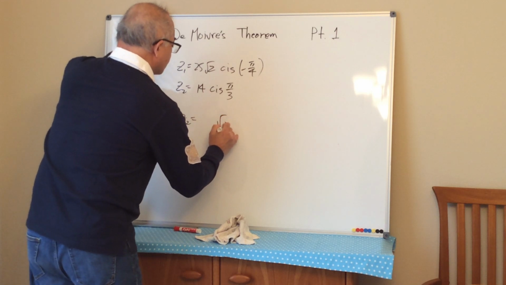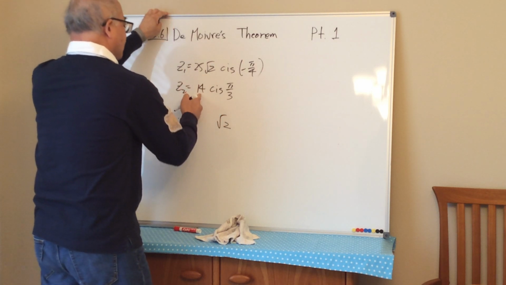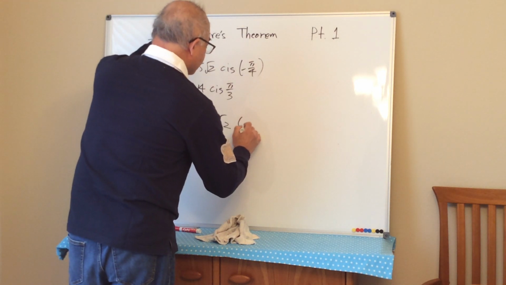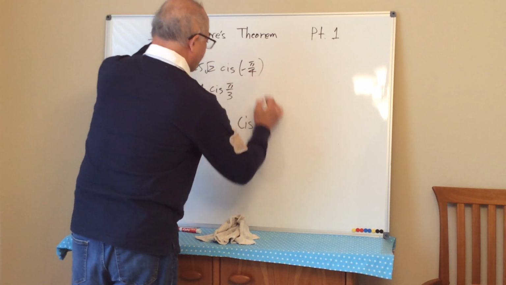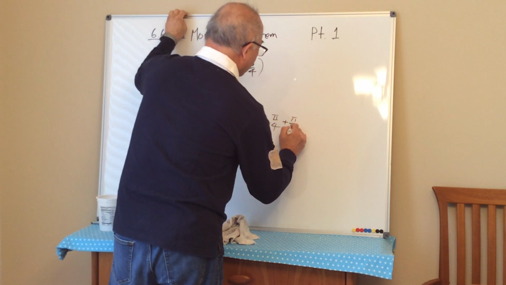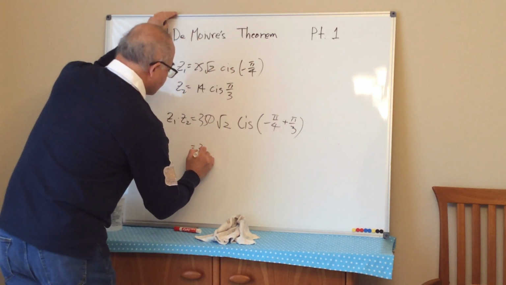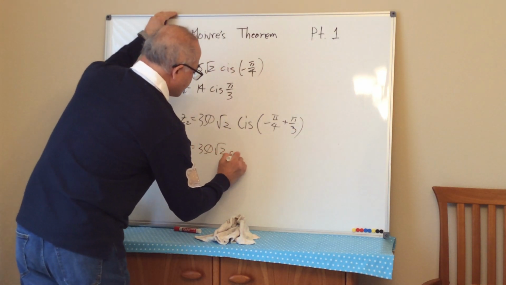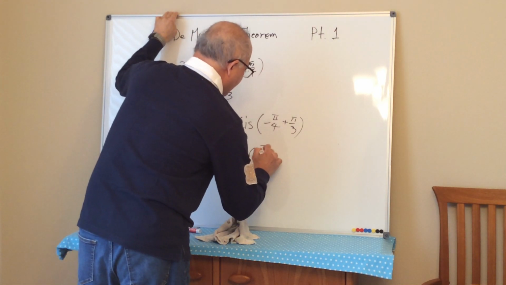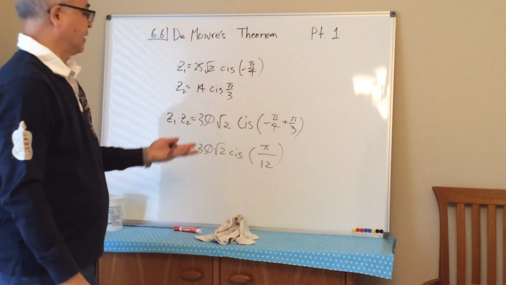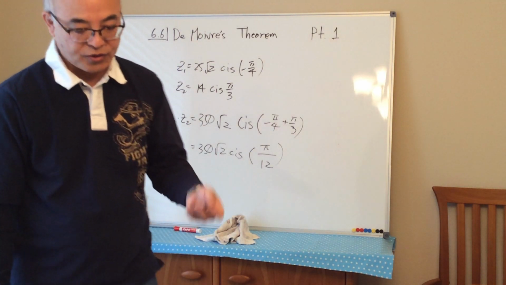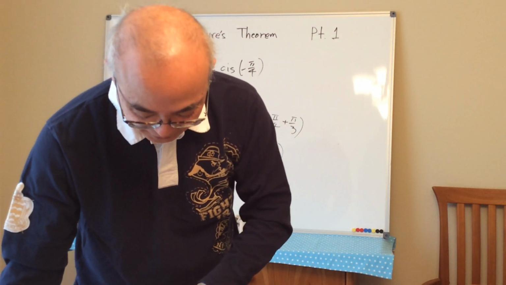So I'm going to get root 2 times 50 times 7, 350. And then I'm going to get what? CIS negative pi over 4 plus pi over 3, which becomes 350 root 2 CIS. If I add these two together, I get that. That's it. See how simple that is? This is where we get to use the power of that theorem.